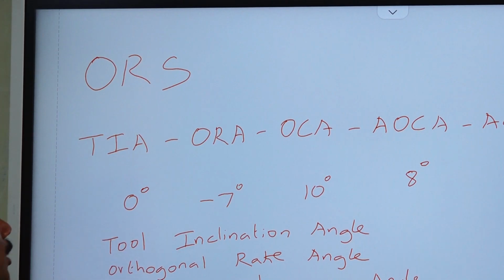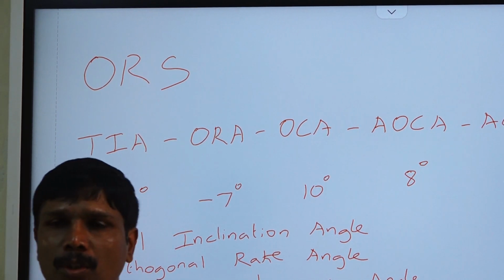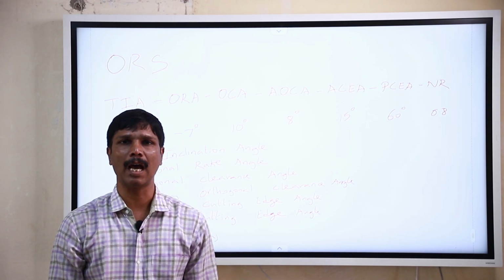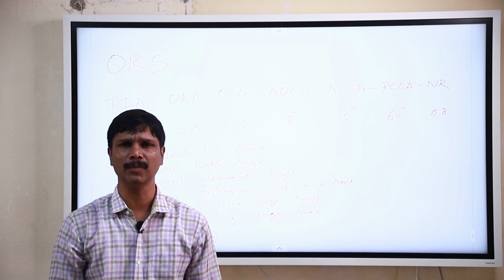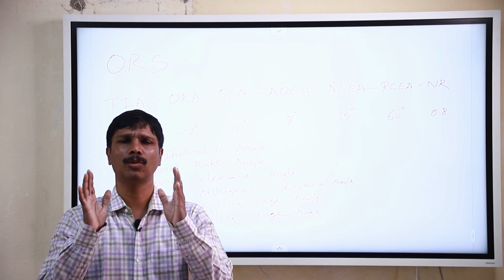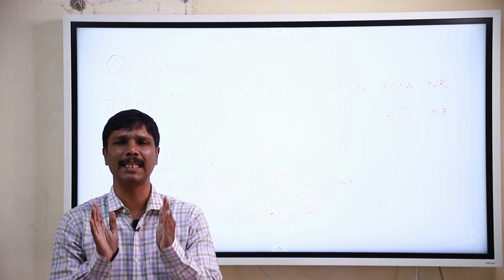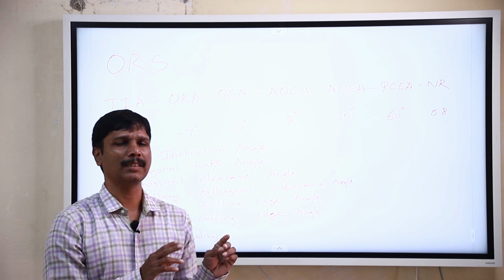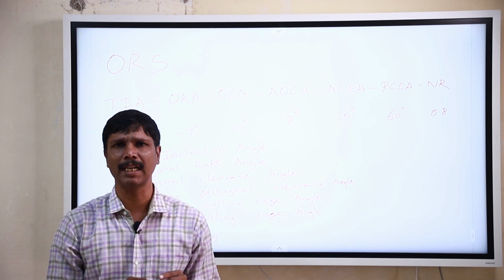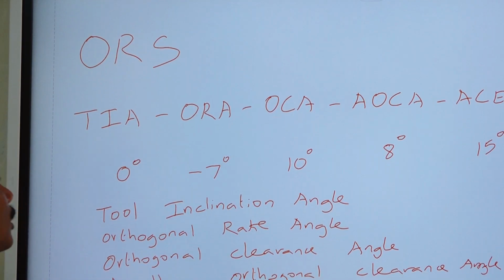Now we are going to see the orthogonal rake system. Previously we saw the American Standard Association system, which is one form of tool nomenclature. The tool may be designated in 2 different nomenclatures: one is the American Standard Association, and this one is the orthogonal rake system.